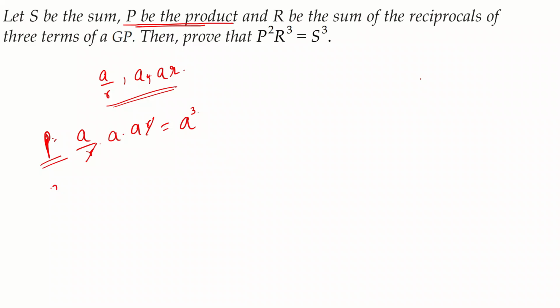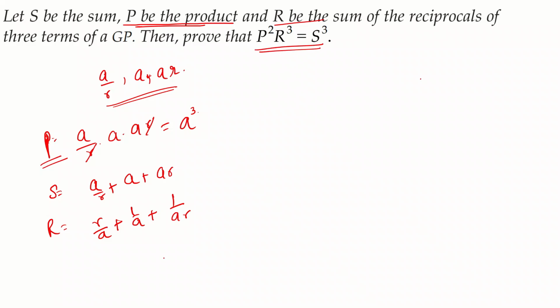Now what is S? S is the sum of all these terms. So S is equal to A by R plus A plus AR, and they are saying that R is the sum of the reciprocals. So R is equal to R by A plus 1 by A plus 1 by AR. So these are the values of P, S and R, and now we need to prove this thing.